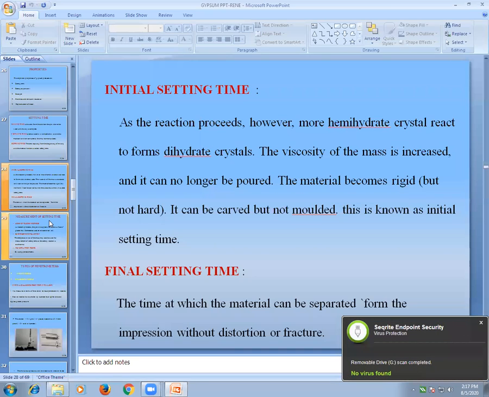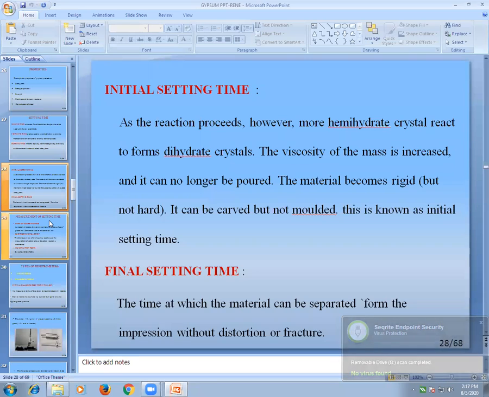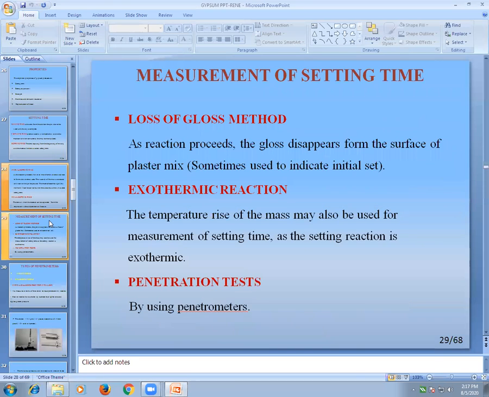In final setting time, the material becomes hard and we cannot carve or mold. In initial setting time, we can carve or mold, but in final setting time, it is not possible. So what is final setting time? It is the time at which the material can be separated from the impression without distortion or fracture. So this is final setting time.